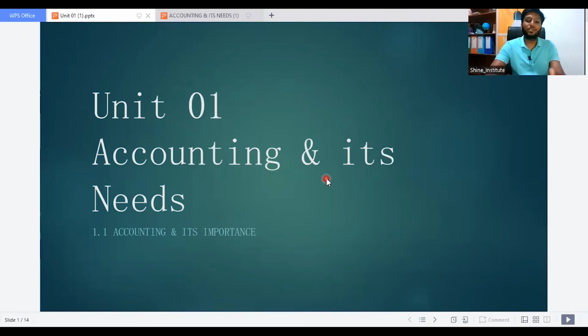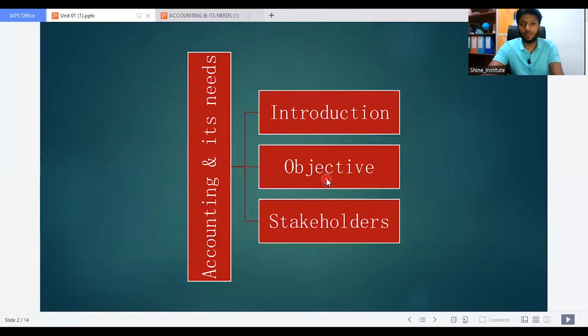So let's start this first topic, unit 1, accounting and its needs. This is one of the important chapters, and most of the time tested in your MCQs in your A level accounting, most of the time for 4 to 6 marks on your A level paper. It's an important area, and knowing the basics is very important. If you know the basics, we can go ahead without any problem.